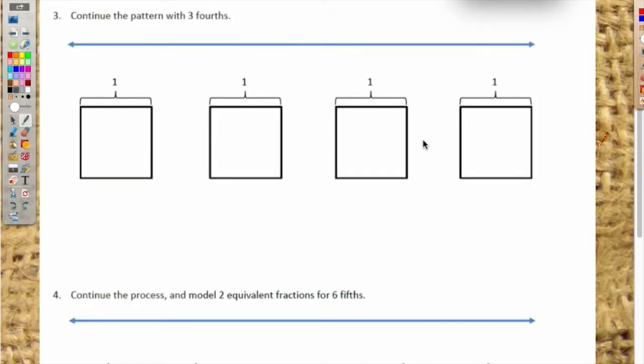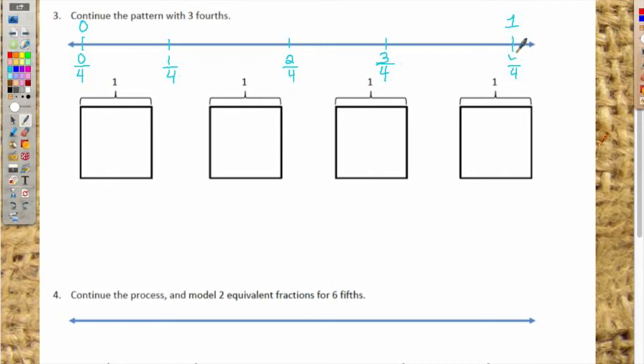All right, question 3. It says continue the pattern with 3/4. Okay, so on your number line, you will still have 0 and 1 for your end points. And it says 3/4. So how many tick marks do I need? 3. Now remember, the number of tick marks is usually 1 less than the number of spaces. So let's count the spaces. 1, 2, 3, 4. So I got it. My denominator, 4, downstairs. And don't forget to start with 0/4 when you start your fractions.